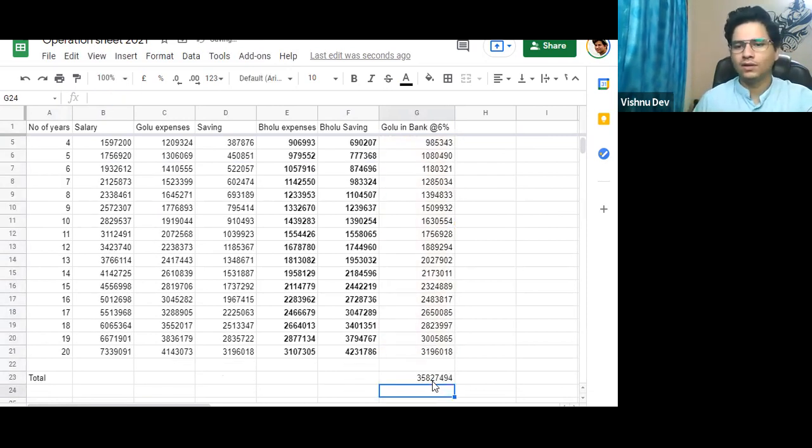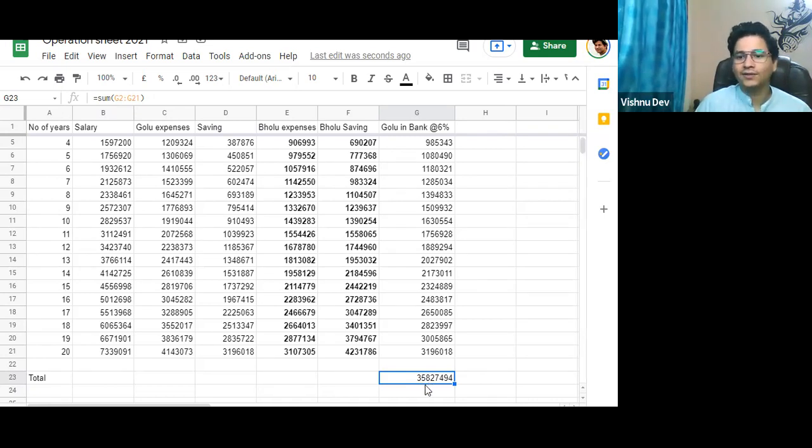So see, can you see the figure? How big is this number? It is 3 crore 58 lakh, 27,500 around. Yes or no? Right?